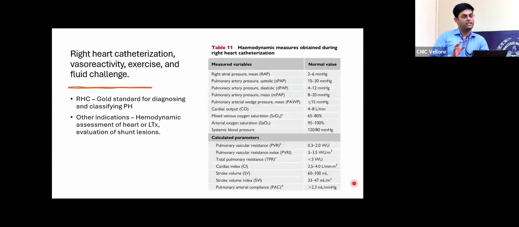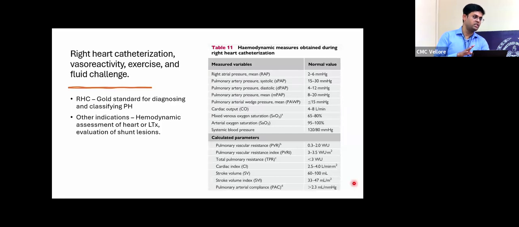So as we have discussed before, right heart catheterization is most important for diagnosis of pulmonary hypertension. At least once at the initial diagnosis it has to be done. It is the gold standard for diagnosing and classifying pulmonary hypertension. Other indications would be in evaluation of a transplant. And the most important use of right heart catheterization would be in a shunt lesion.